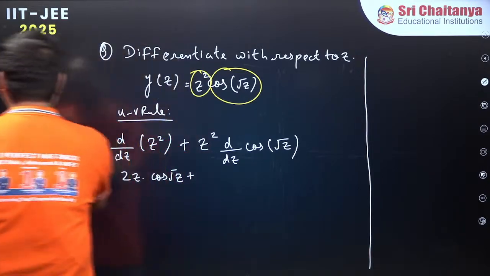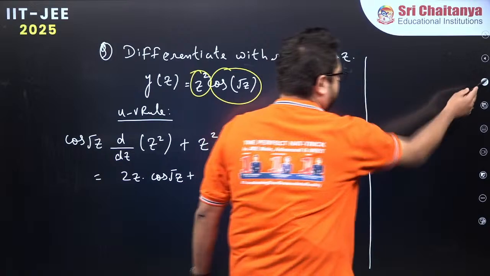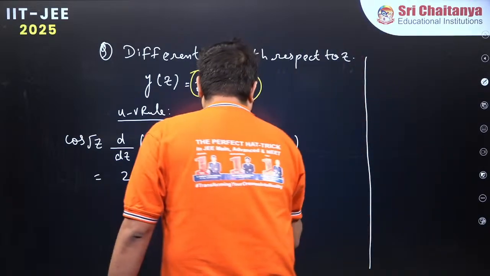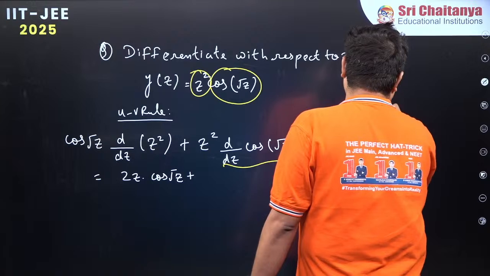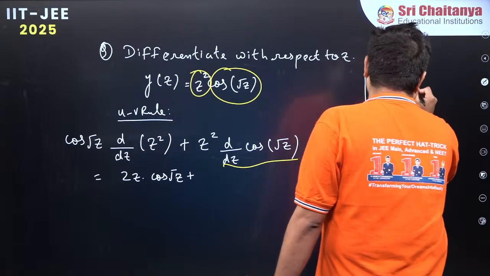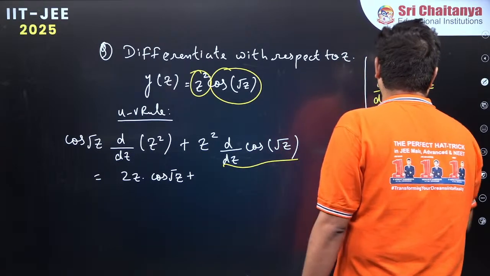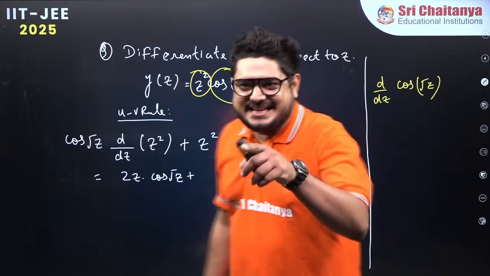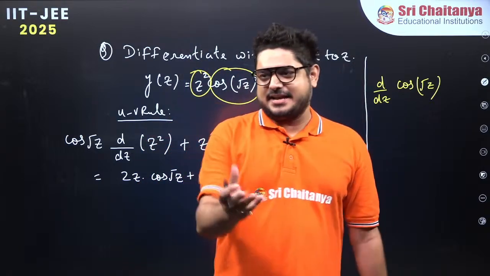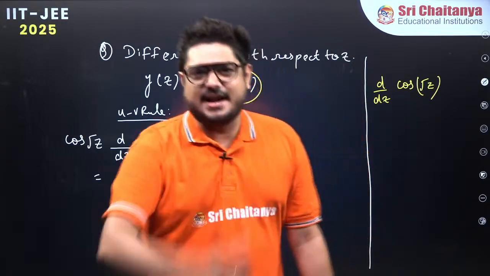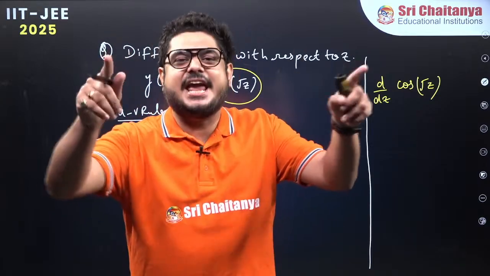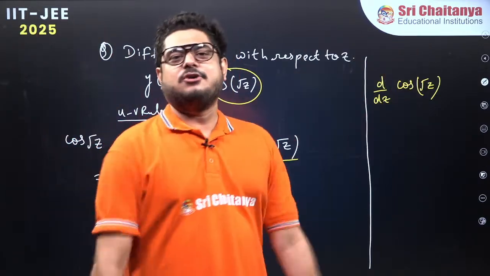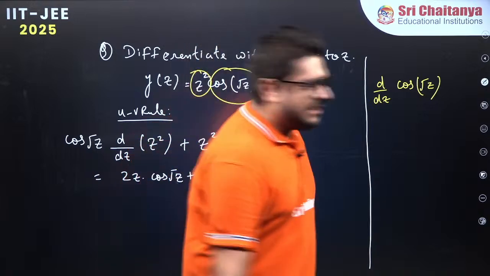Now we need to differentiate this, everyone. So what needs to be done? Let's say d by dz of cosine of root z. I'm doing it separately. Root z is the angle, isn't it? Z is a variable which is being specified in the angle part. So what I have said, we need to apply the chain rule, isn't it? So what needs to be done?